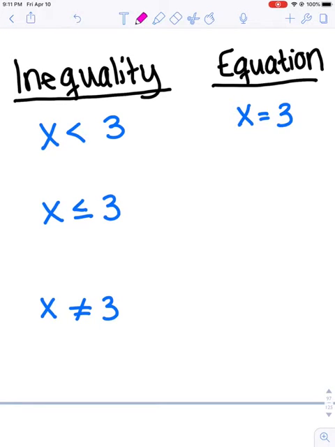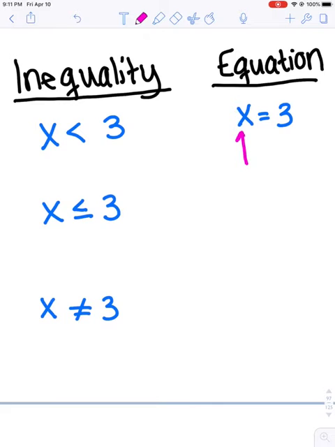Hey everyone, today we're going to be talking about inequalities, and I think the best way to understand what an inequality is to look at how it compares to an equation. So you can see here I have two columns. I have an inequality column with 3 examples of inequalities, and then my equation column has just one example of an equation. When we get an equation, this is what we're more familiar with.